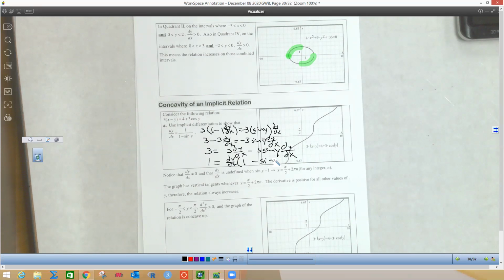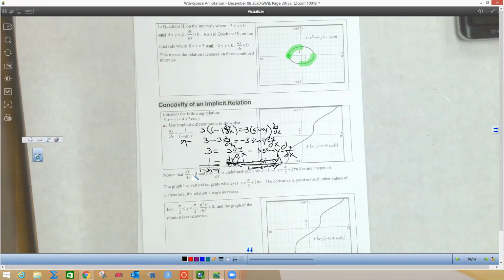Over here I'm going to have a sine y. So last I got to divide by 1 minus sine y. I'm going to divide that over here. Because over here I got 1 minus sine y. These reduce out, and I'm left with dy/dx equals what this says right here.